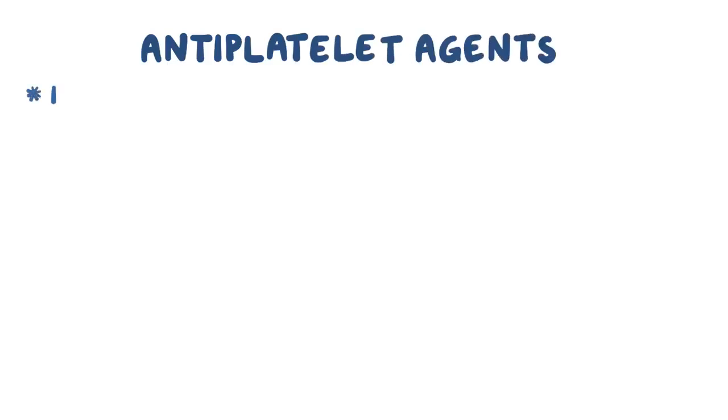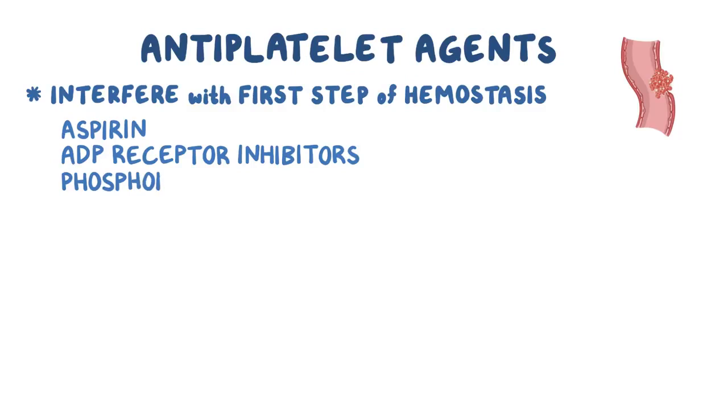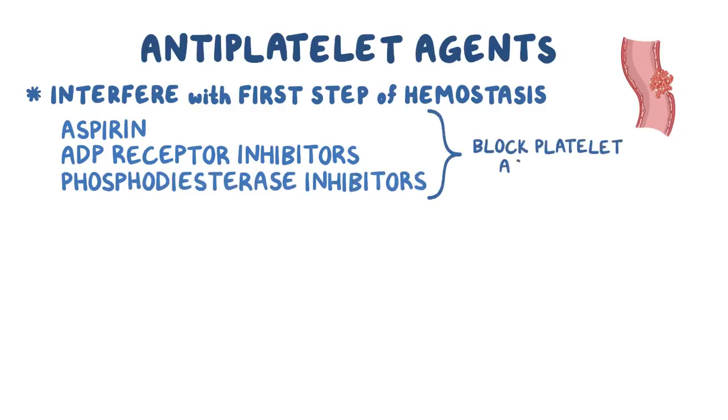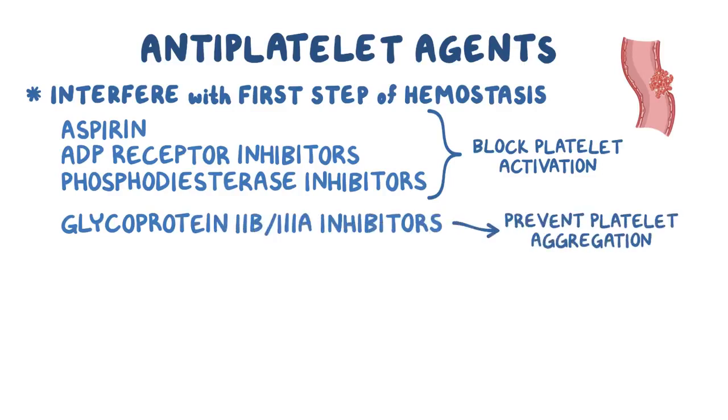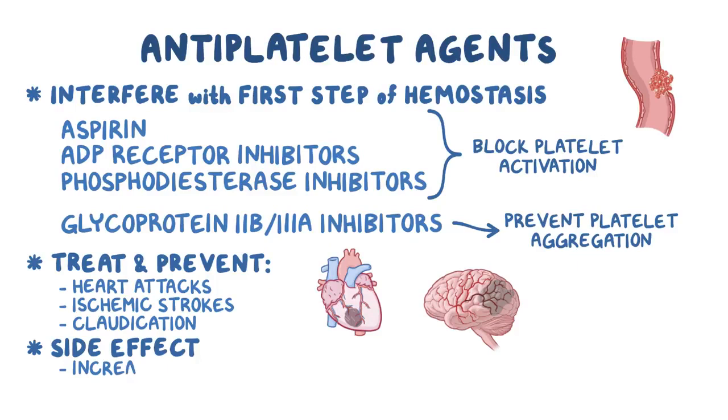Alright, as a quick recap, antiplatelet agents are medications that interfere with the first step of hemostasis, which is platelet plug formation. Aspirin, the ADP receptor inhibitors, and the phosphodiesterase inhibitors work by blocking platelet activation, and the glycoprotein 2B3A inhibitors prevent platelet aggregation. Antiplatelet medications are used to treat and prevent a variety of conditions caused by blood clots. These include acute coronary syndromes like heart attacks, ischemic strokes, and claudication. The major side effect for antiplatelet medications is an increased risk of bleeding, and some could cause thrombocytopenia.